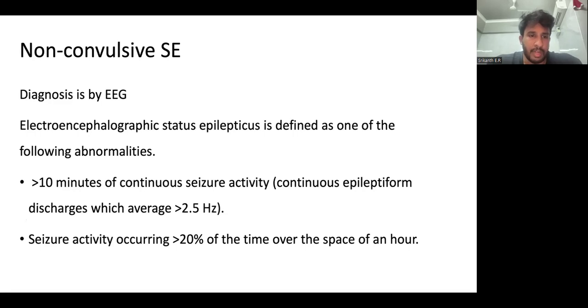So this is the diagnosis by EEG criteria. Basically, you have more than 10 minutes of seizure activity, and seizure activity occurring for more than 20% of the time over a space of 1 hour. This is not very important because EEG is not something that we commonly perform as such.